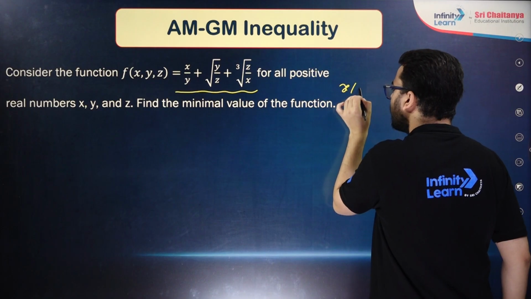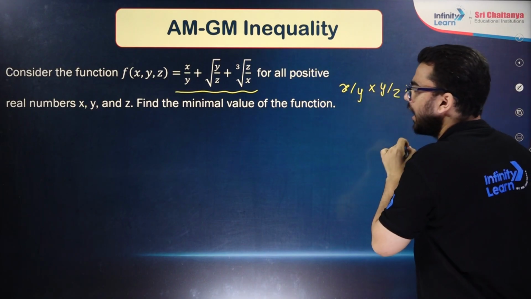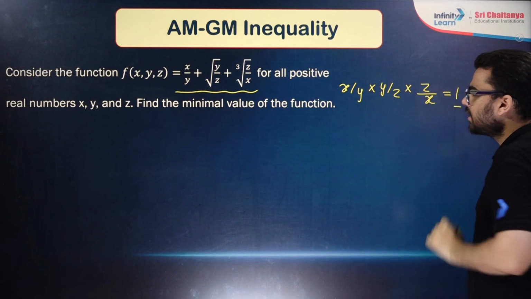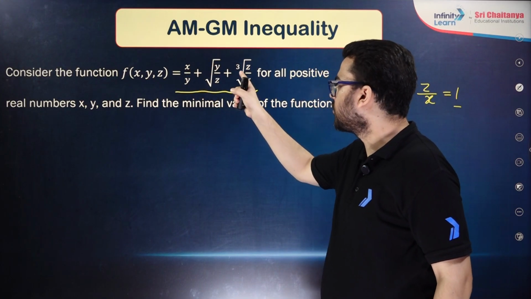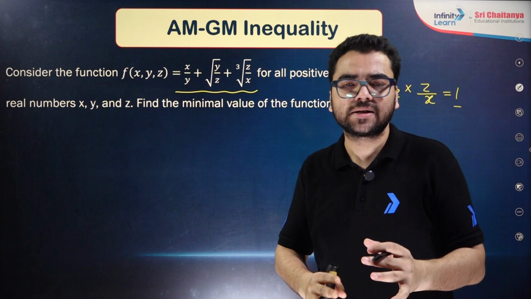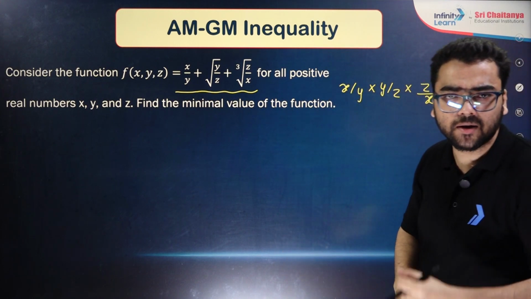Product of x by y, y by z, and z by x, that is equal to 1. But you see over here, they are in different types of roots. This is square root, this is cube root. So how will I be able to change it such that I use this logic over here in AM-GM inequality?